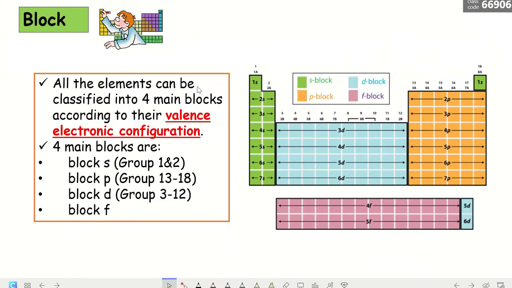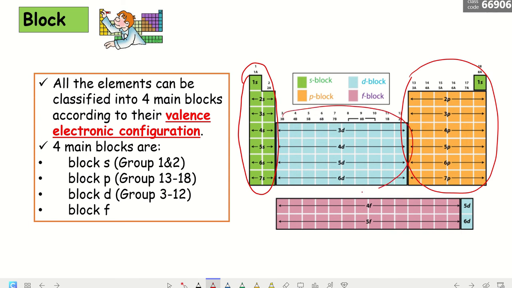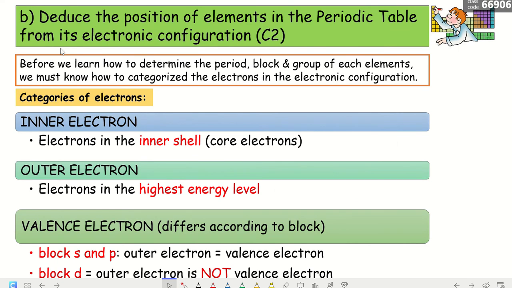Next, for block. I think during your secondary school, you just learned how to determine the position based on period and group only, but now we have an additional one which is block. As I said earlier, on the left side of the periodic table is block S, with group 1 and group 2, and then block P on the right side, with group 13 until group 18. Next, we have D block in the middle, and then we have F block, the lanthanides and actinides.